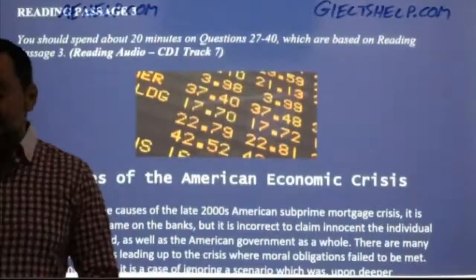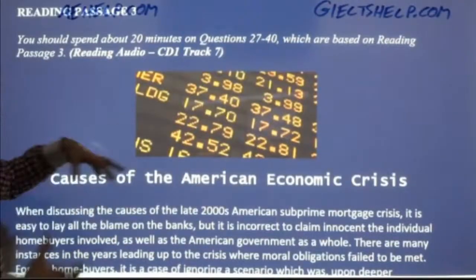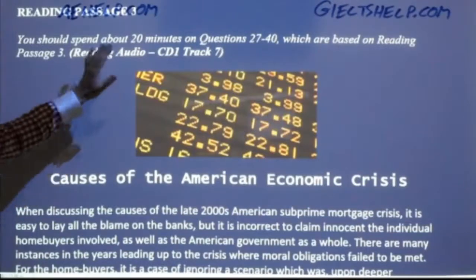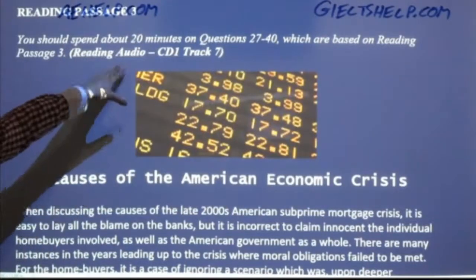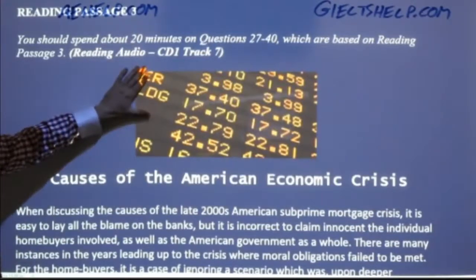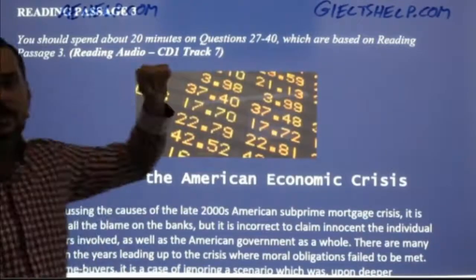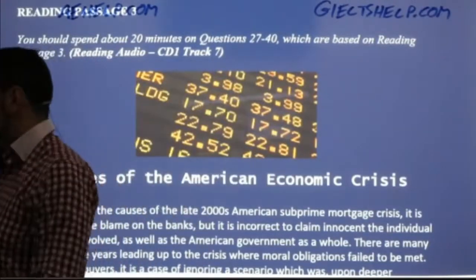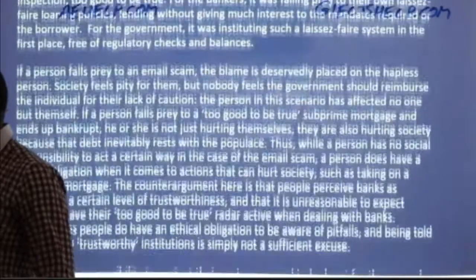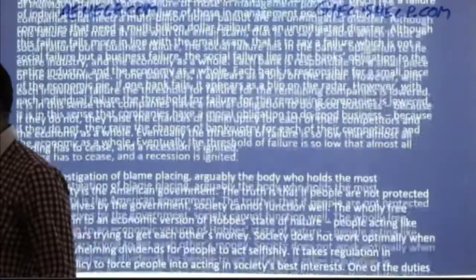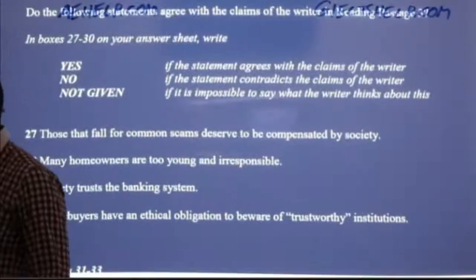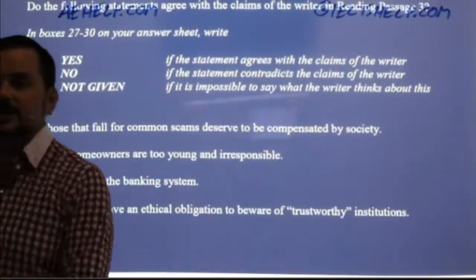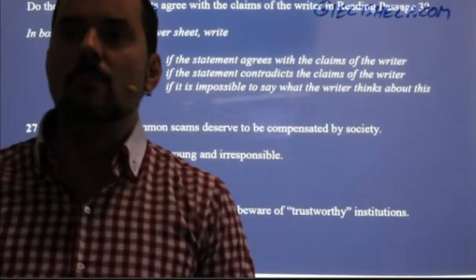So, causes of the American economic crisis. We think about as much information as we can. So we have the stock markets here. Obviously, there's something about the losing of money, maybe something about banks, people losing money. Okay. Then we go, all right, well, I have a little bit of an idea, so I'm going to go look at the questions, see if any questions can help me understand this passage a little bit more.